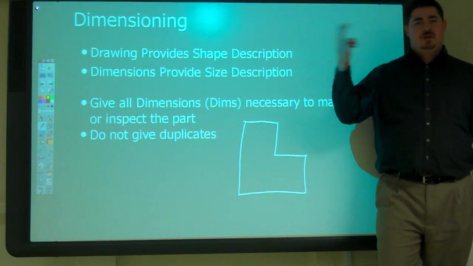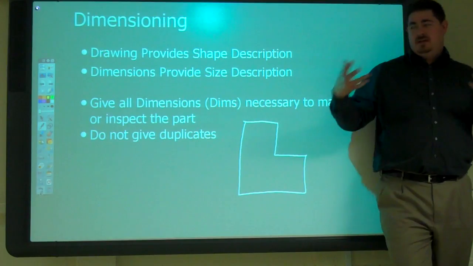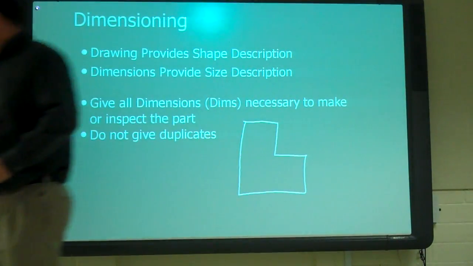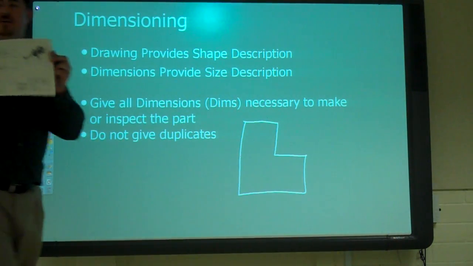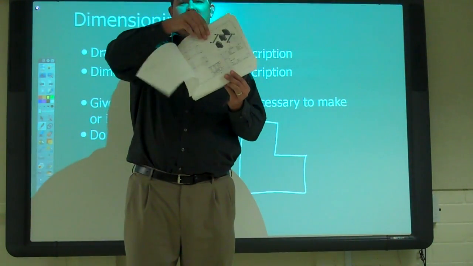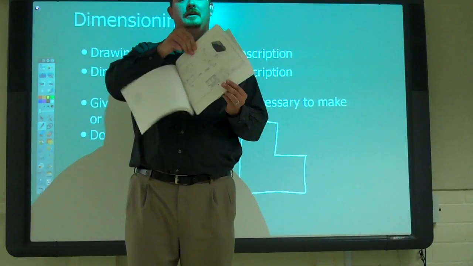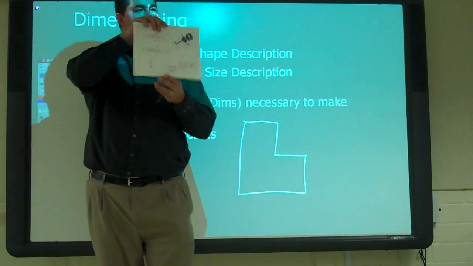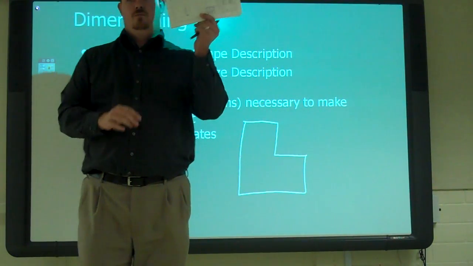Next week, or in two weeks, we'll talk about working drawings. And that's the full set of drawings. Like this. So we have an assembly, we've got sub-assemblies, we've got parts within the assembly. And they all go together in a certain way. And now it's easy to tell what's important.